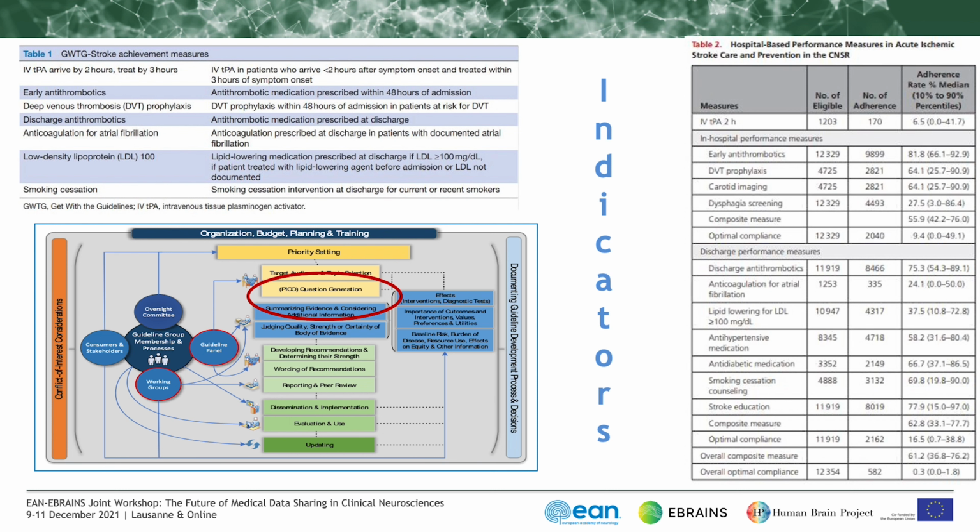Several indicators have been used in other studies and can be replicated in FEDER. I list here only some of them. For example, time to thrombolysis, or the percentage of AF patients treated with anticoagulants, or the percentage of hypertensive patients treated, and so on. Of course, these indicators will not be available in all registries or hospitals, but many of them will be and will allow for several comparisons.